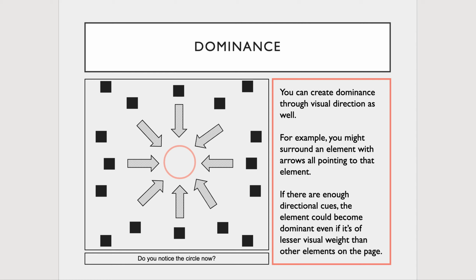So I took that circle that in the previous example was barely noticeable and made it the focal point through directional cues. Also, it's the only shape in that area that's of color. So do you notice the circle now? Well, absolutely.